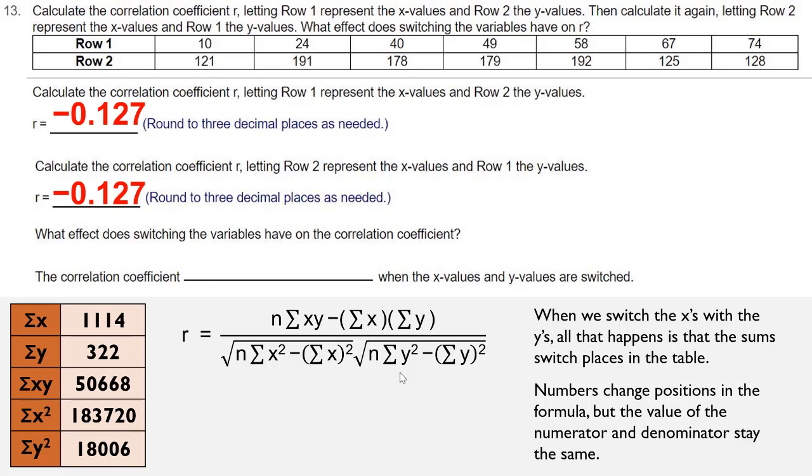So what effect does switching the variables have on the correlation coefficient? The correlation coefficient remains unchanged when the x values and the y values are switched. And that's your answer.